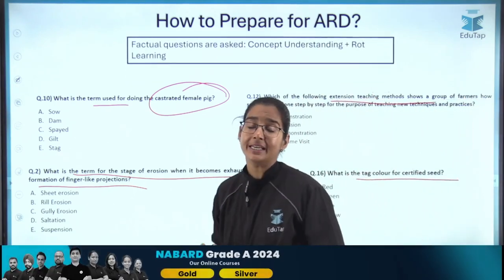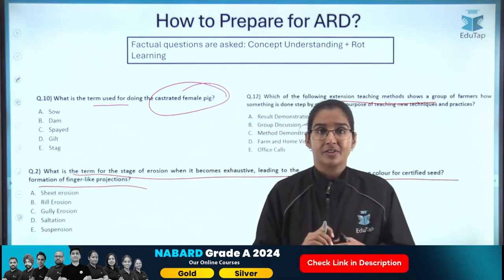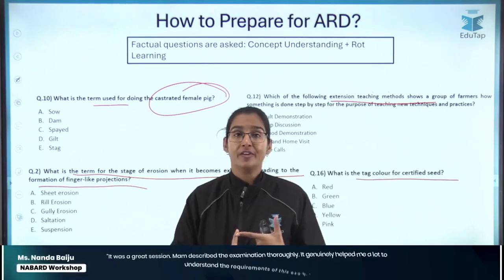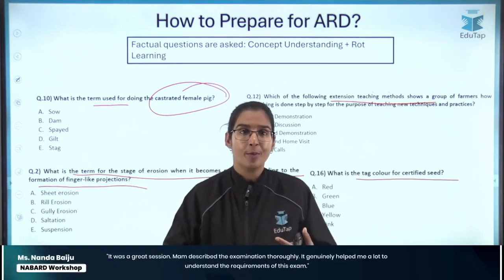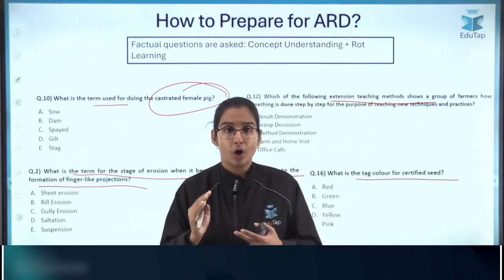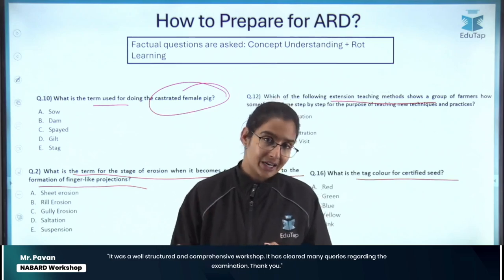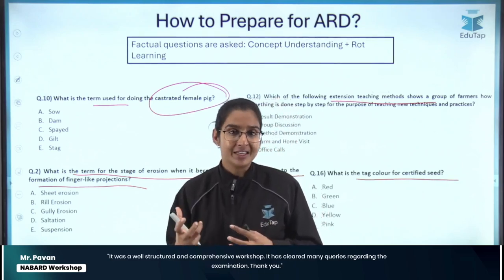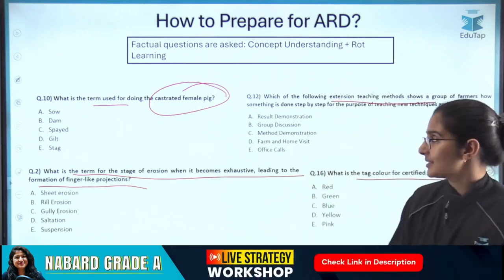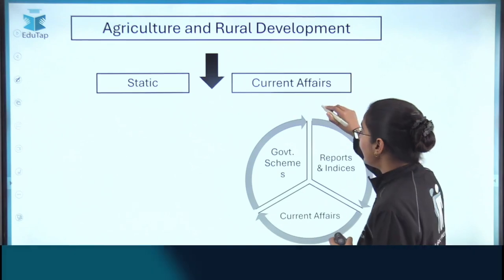So basically, students, in the NABARD ARD part, factual questions are being asked. So you have to do two things. Conceptual understanding has to be there. If you are not from an agriculture background, then it becomes more important for you. Plus, at the same time, you have to do a lot of rote learning as well. Rote learning of the terms, rote learning of the data. These are the things you have to prepare as far as your ARD static part is concerned. Now, coming to the second thing, which is current affairs.